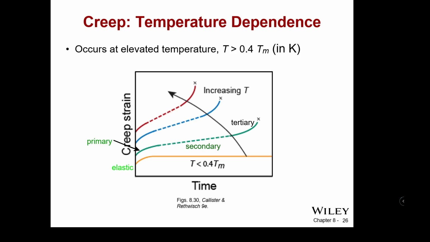So there's a temperature dependence, and at elevated temperatures, think more kinetic energy for those molecules, creep becomes something that happens at a much faster rate. So you have a primary region, you have the secondary region that's steady state, and then you have the tertiary region. So the higher the temperature, especially at temperatures above 0.4 times the melting temperature, so half of the melting temperature, you would expect a material to creep very aggressively.